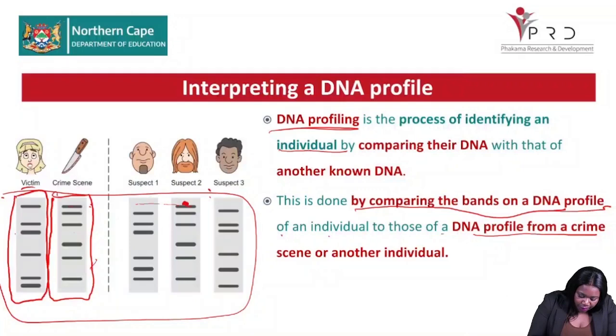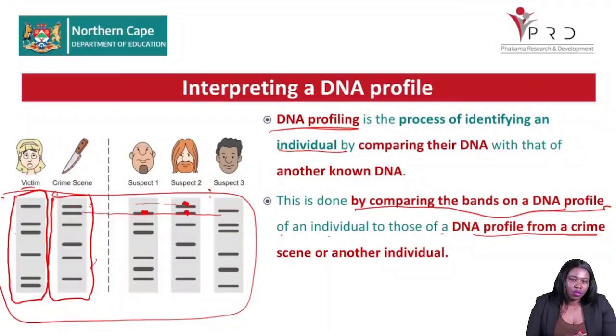We check the second one. The second one matches suspect 1 and suspect 2. So you place a dot on suspect 1 and the second dot on suspect 2. This still puts suspect 2 as the big suspect because he has 2 bars matching.